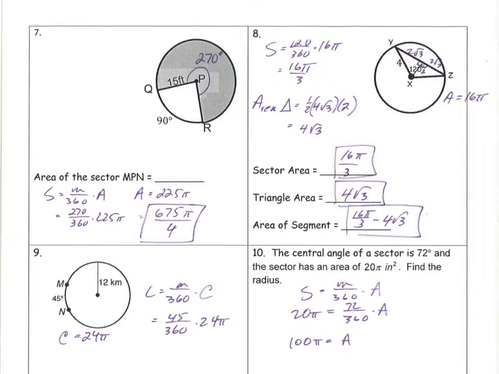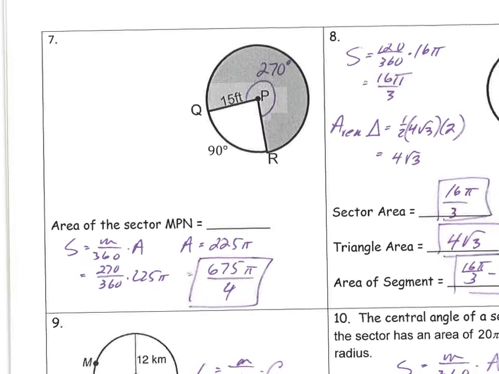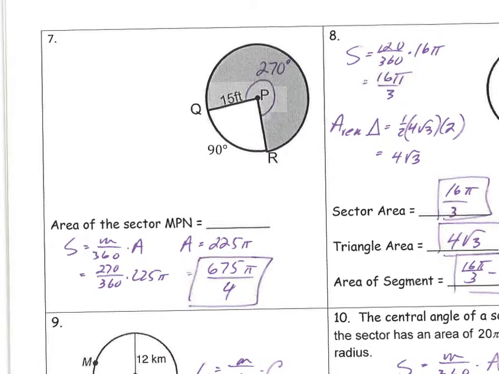All right, next page, you got a couple formulas here. So you want to find the area of the sector. I didn't write it on the line, but it's right there. So the area of the sector ended up being 675 pi over 4. You use the formula for the area of a sector, which is the measure of the arc over 360 times the area of the circle. So area of the circle we found here is 225 pi.